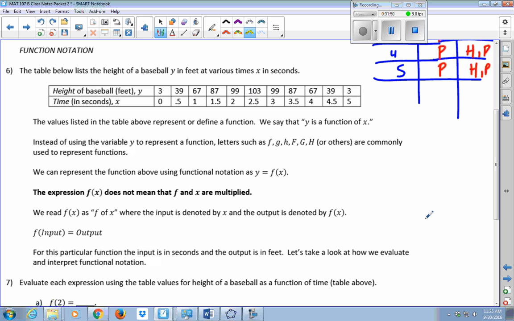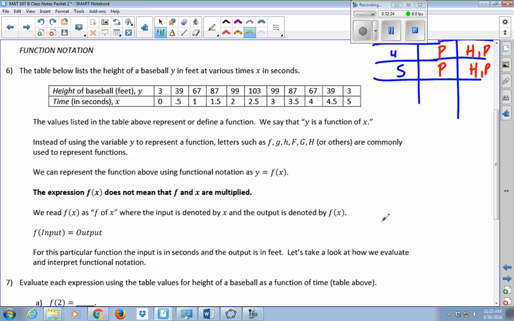There's lots of ways to represent functions. Sometimes we can represent functions with tables. You saw the representation of functions with the set of ordered pairs. You can also represent functions with equations and with graphs. Right now we're looking at the relationship between time and height, the time that a baseball's been in the air in seconds and its height above the ground in feet. That's a relationship between two variables, and the relationship is given in this table.